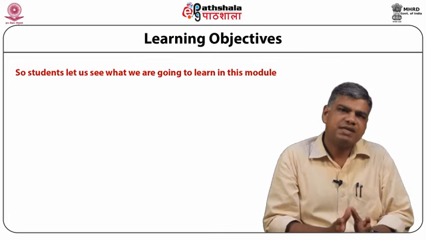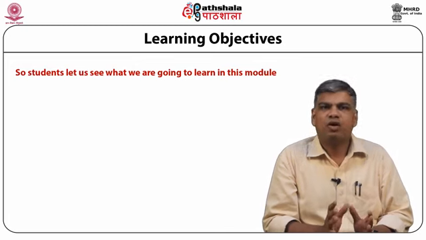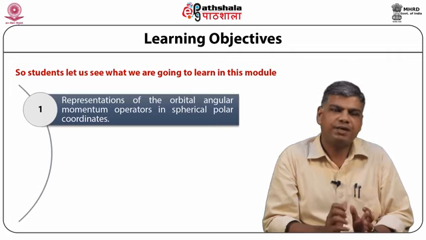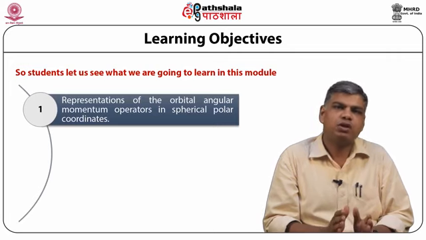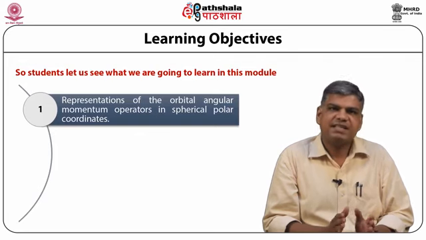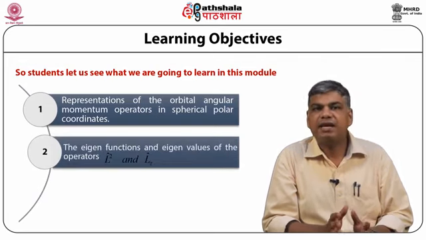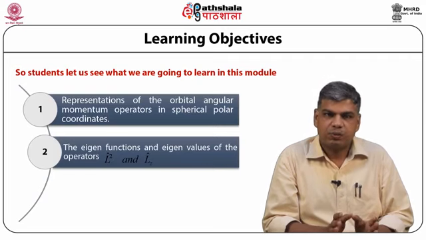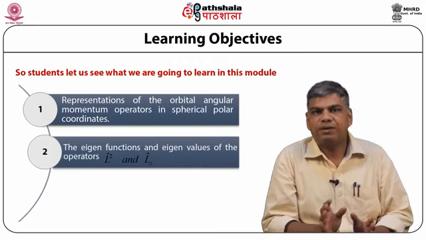Firstly, we'll start with the discussion of the representations of the orbital angular momentum operators in spherical polar coordinates. Then we'll move on to discussing the eigenfunctions and the eigenvalues of the operators L square and Lz.